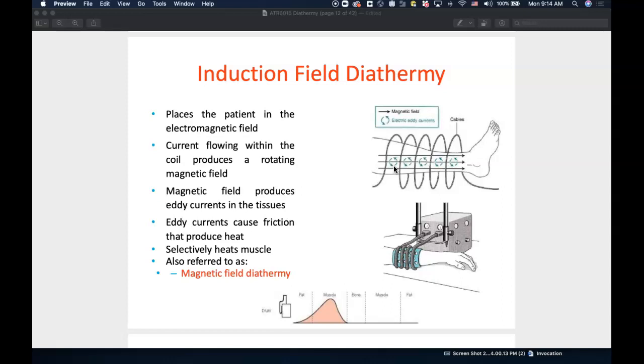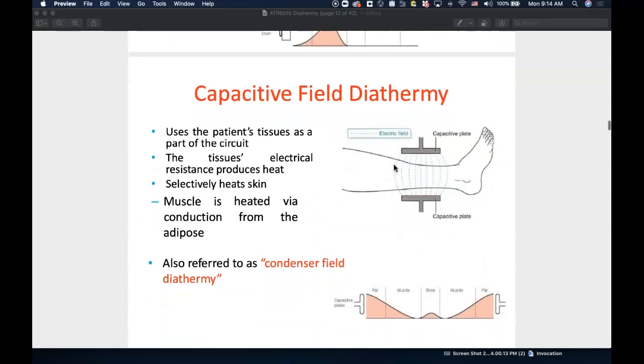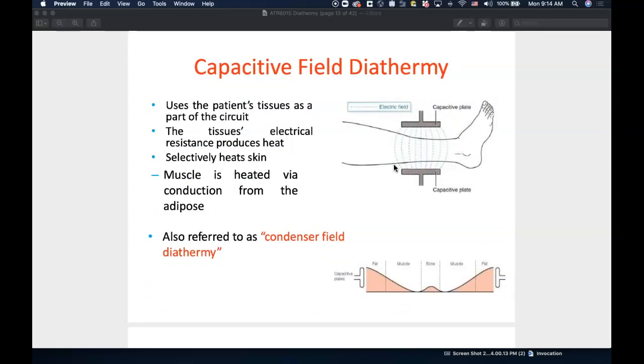Now, just like with microstreaming and ultrasound, what we'll see is those currents cause the movement of the molecules and we create molecular vibration. And that's what's responsible for what we would call actual heating of the target tissues. Does that make sense? I think that makes sense because you understand non-thermal ultrasound. For capacitive field diathermy, this is the one we use most often.